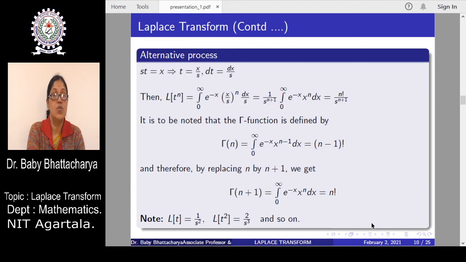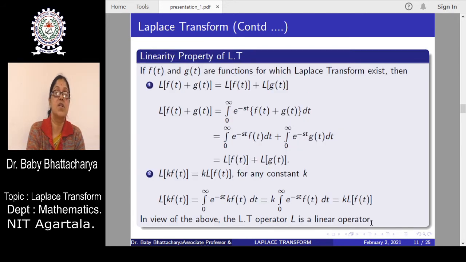Now we are to study some properties. Actually, the elementary functions we consider are the constant function, the exponential function, the circular functions, and also the algebraic function in the form of t to the power n. Now we are focusing on some properties of the Laplace transformation, and first we consider the linearity property. Here we consider two functions f(t) and g(t) for which the Laplace transformation exists. We are not concerned with when the Laplace transformation exists; that will appear later on.